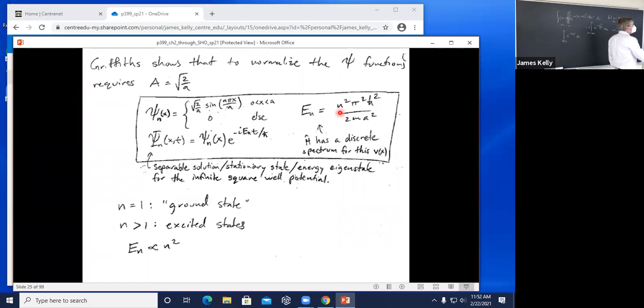We could also say, in terms of the notation we've been developing, the Hamiltonian has a discrete spectrum for this potential. It's purely discrete. There's no continuous part. That means the allowed energies have gaps between them, and they're all that way. There's no places where there's a continuum of allowed E's.